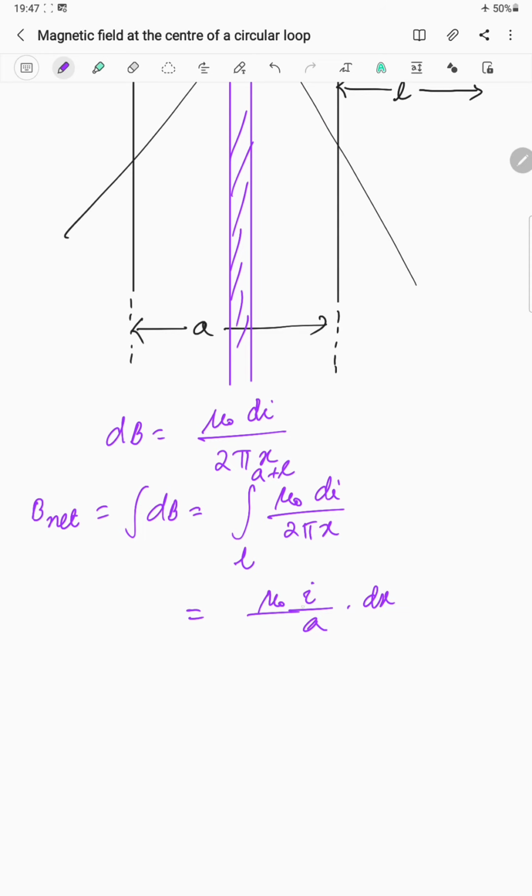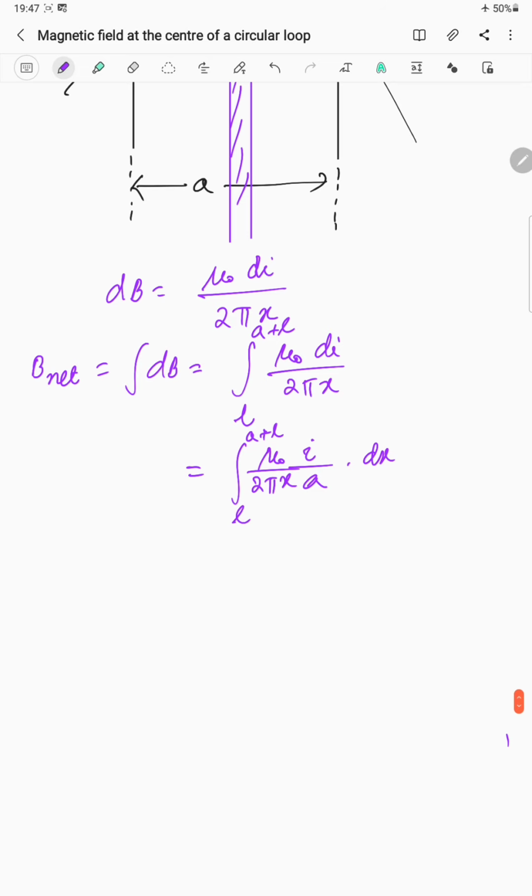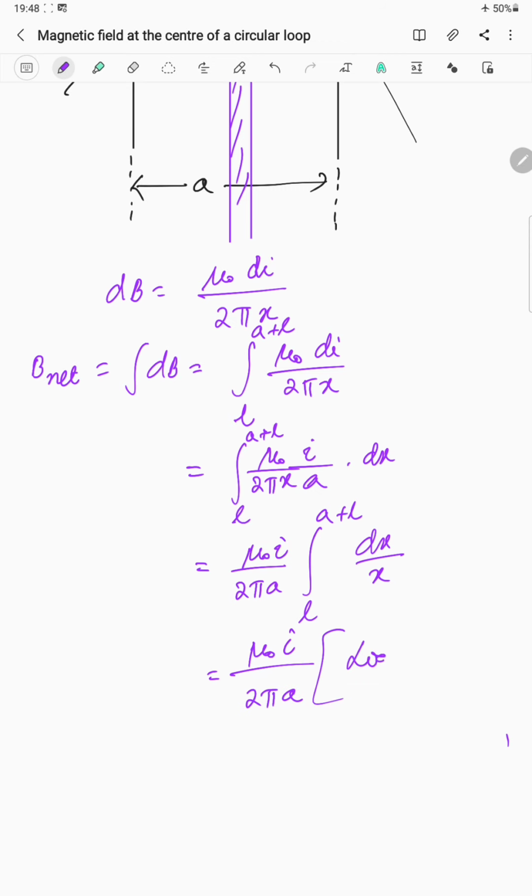And what was there previously? 2 pi x was there. And what about the limits? L to A plus L. So let me bring the constants outside the integration. Mu naught will come out of the integration divided by 2 pi A, and what is left is dx by x from L to A plus L. We know the integration of 1 by x is log x. So it will be mu naught I divided by 2 pi A log base e of (A plus L) by L.